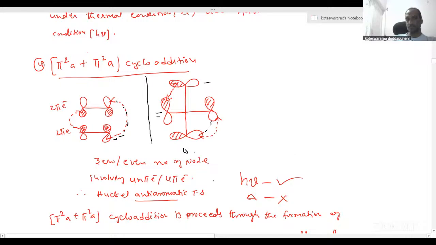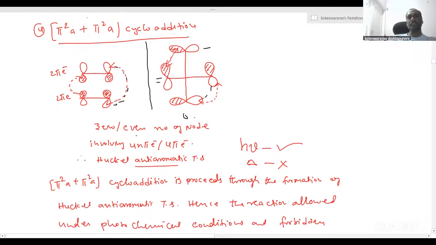Therefore, the transition state involves zero or an even number of nodes with 4n pi electrons. Then it becomes a Huckel anti-aromatic transition state. With respect to the number of electrons, it is a Huckel anti-aromatic transition state. Once it becomes Huckel anti-aromatic, this is a photochemically allowed and thermally forbidden reaction.